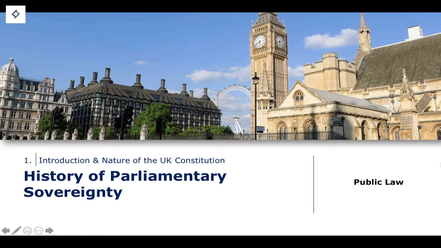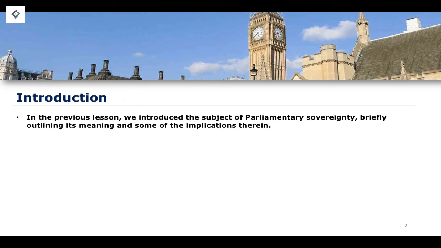In the previous lesson, we introduced the concept of parliamentary sovereignty. This lesson, I want to talk about the history of this principle and explain how it develops out of the period of the Stuart dynasty within Britain, and then talk about how modern conceptualizations of the principle exist to this day. So, like I said, the previous lesson introduced the subject of parliamentary sovereignty, we outlined its meaning, and then also we outlined a number of the implications therein.